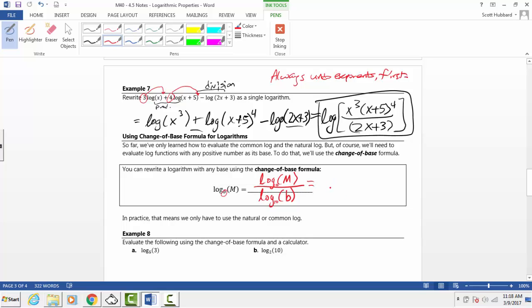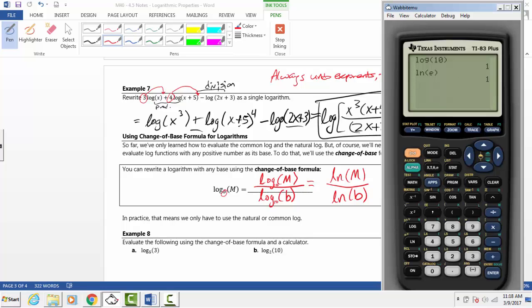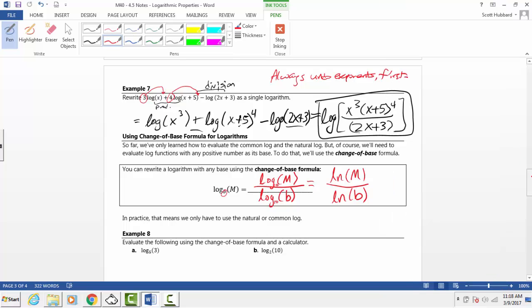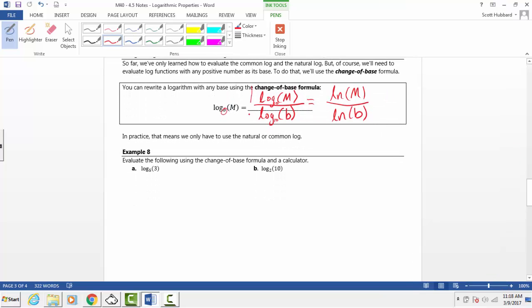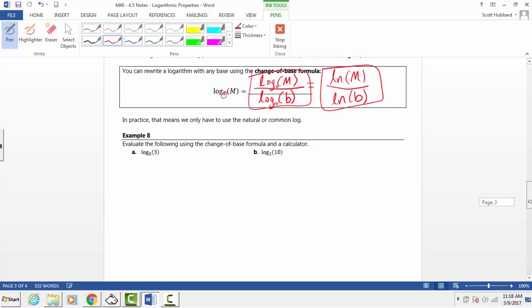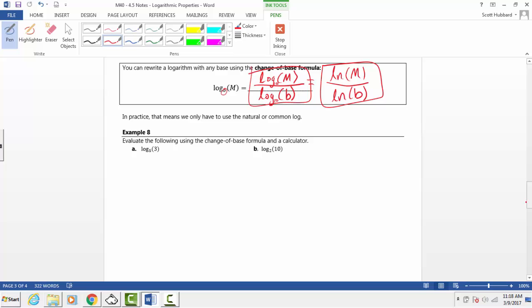And you can do the same thing with the natural log as well. The natural log will be natural log of m divided by natural log of b. So in other words, if I want to evaluate any log, I can just simply divide on my calculator using one of these 2, log or ln. It doesn't really matter which. That's a formula that's important to remember, to memorize, because that's how we apply any log that's not base 10 or base e.